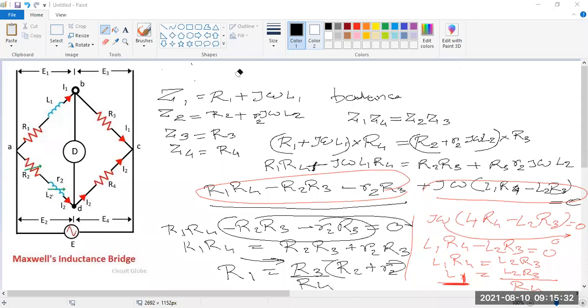Hello, बोलिए. Just 1 or 2 minutes. I am showing you the Phasor diagram.